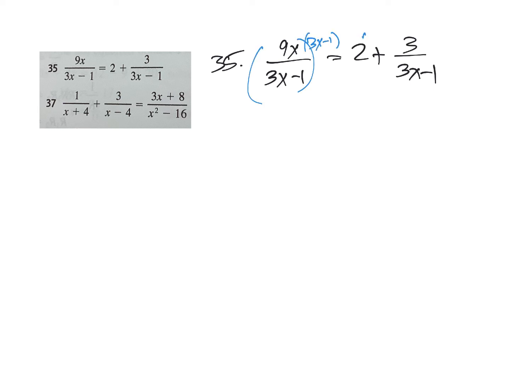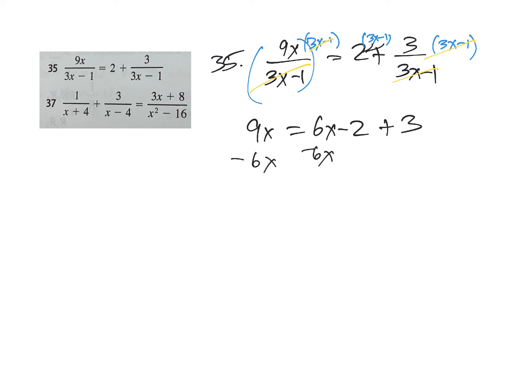Multiply everything by 3x - 1. And the 3x - 1 cancels there. It reduces there. So we have 9x = distribute the 2, 6x - 2. Distribute 3, except there's nothing to distribute, so it's just + 3. So subtract 6x. Put these two together. You get 3x = 1. Divide off the 3. x = 1/3.